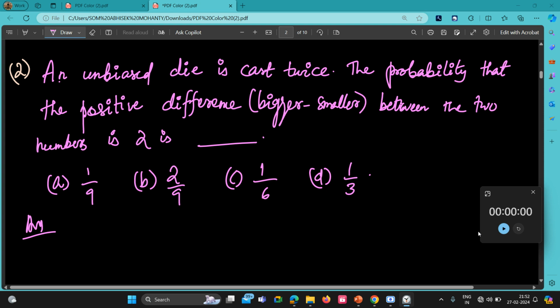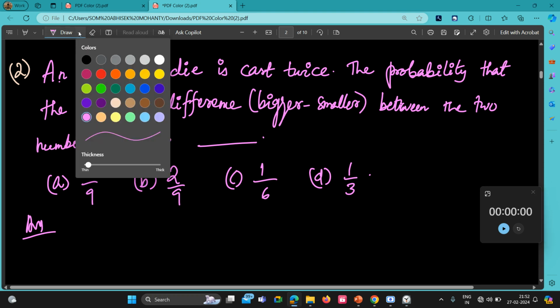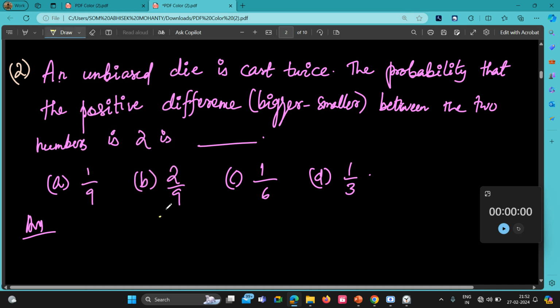Okay. So how to solve it? Easy question. See, twice means what is the total number of events? 6 to the power 2, that is 36. 1 to 6, and it is rolled twice. 6 to the power 2, that is 36.